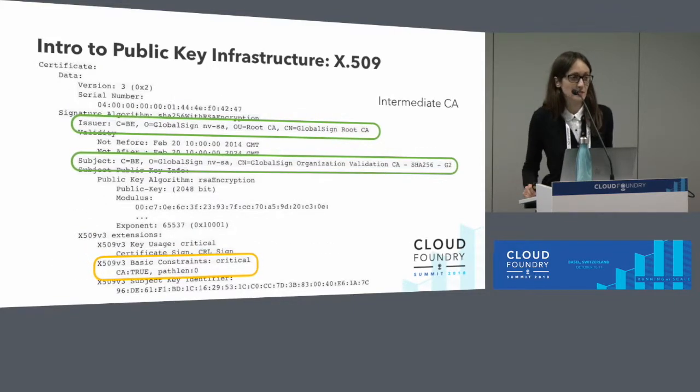Next up is the intermediate CA, so that's the second link in this chain. You can see that the issuer of the CA is just the root CA from the previous slide, and the subject is just the specific information about that entity. And again, you can see highlighted in orange that it is still a CA. So this certificate has authority to issue other certificates.